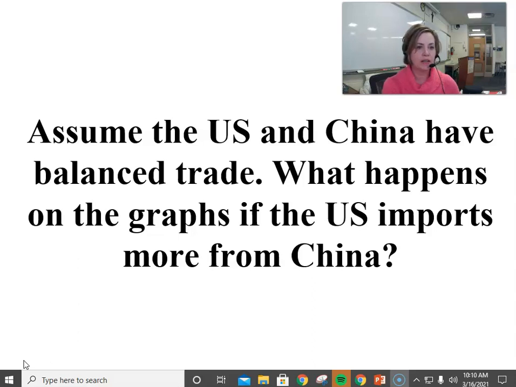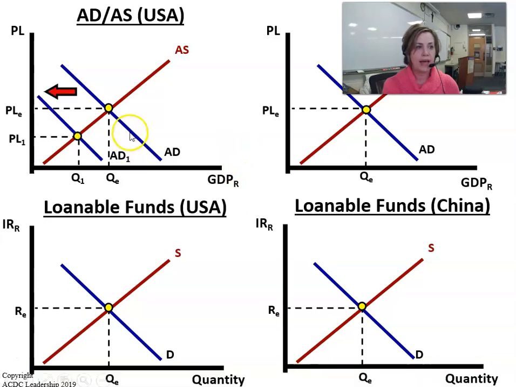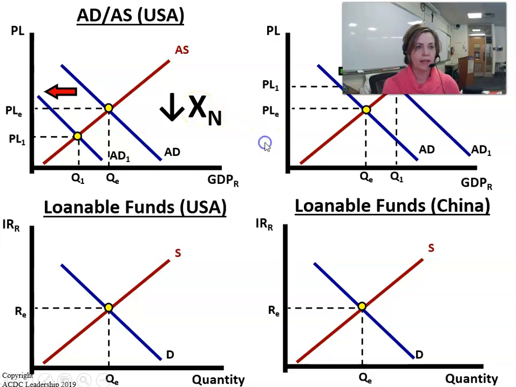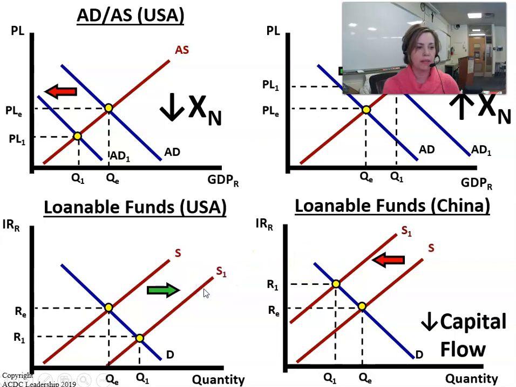What happens on the graphs if the US imports more from China? In the US, aggregate demand would fall because net exports are falling. And in China, aggregate demand would increase because net exports are increasing. In China, the supply of loanable funds would decrease and the real interest rate would go up. In the US, the supply of loanable funds would increase and the real interest rate would fall.